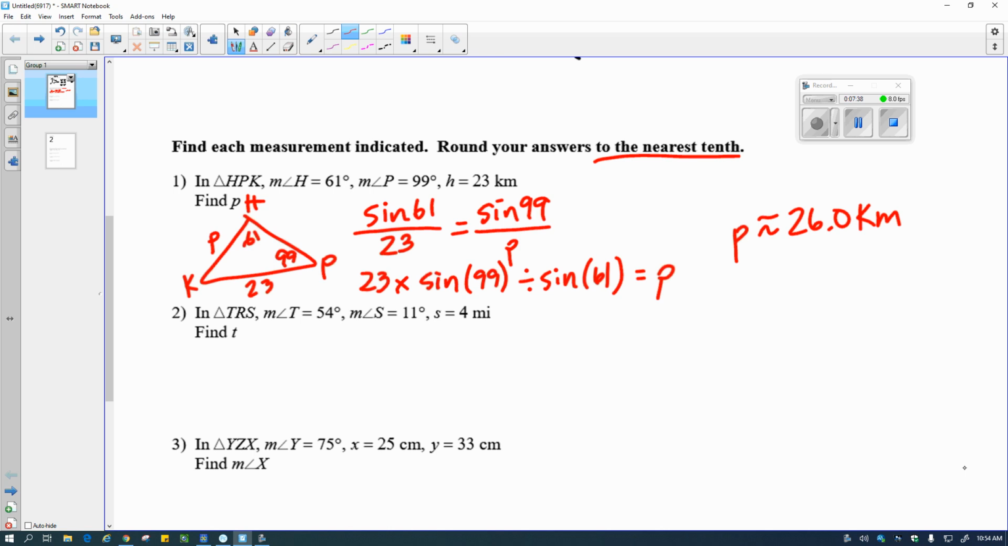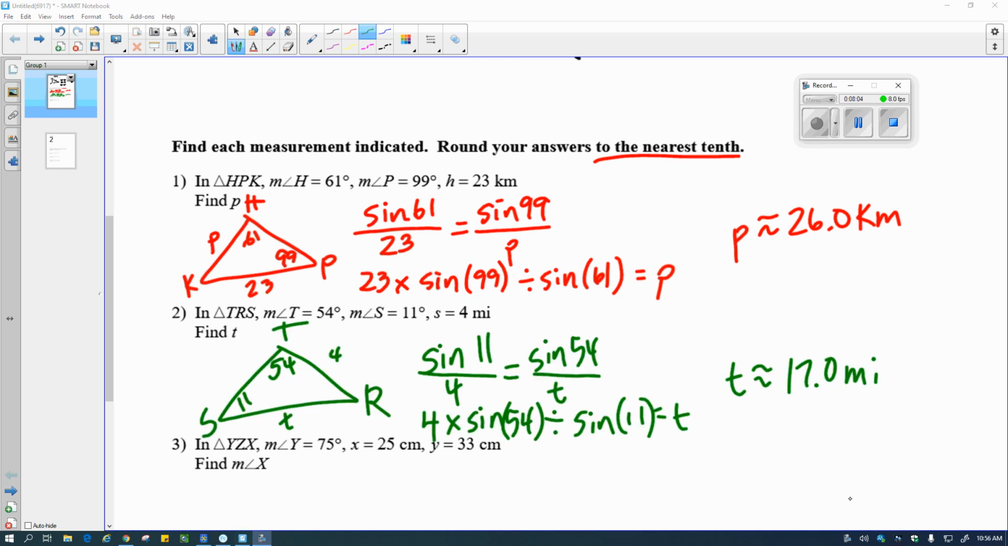So the math here is not so bad, especially if you're finding a side. The sides are kind of easier to work with than finding the angles. So the next one is finding a missing side as well. And I'm going to have you guys try and set it up and solve, see if you can go through that process, and then we'll revisit in just a moment. Okay, so our goal is to end up with that 17.0. Again, you don't need the .0 on there. That's just the rounding, and then put your miles on in the end.